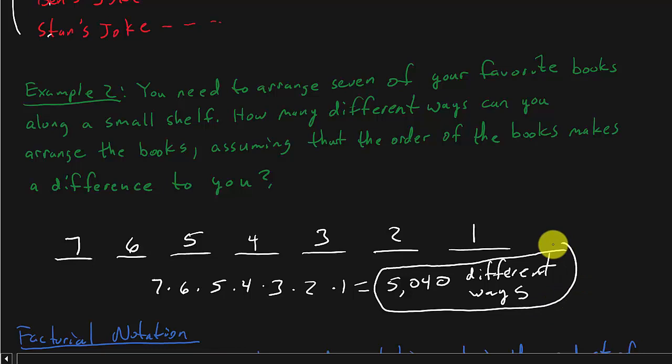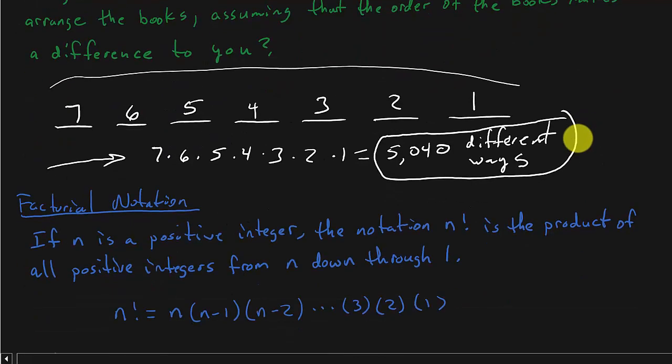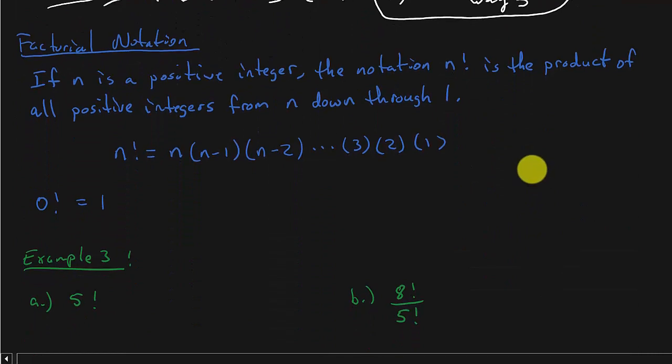Now, what we did there is kind of special. On some of these you could have 20 times 19 times 18 times 17 all the way down to 1. You don't want to put all that in your calculator. You don't want to put all this in your calculator either. So there's a special notation for this 7 times 6 times 5 times 4 times 3 times 2 times 1, and there's a button on your calculator for it too. And that is called factorial.